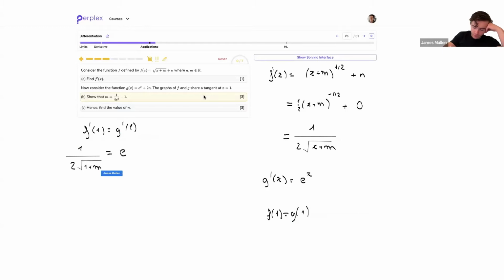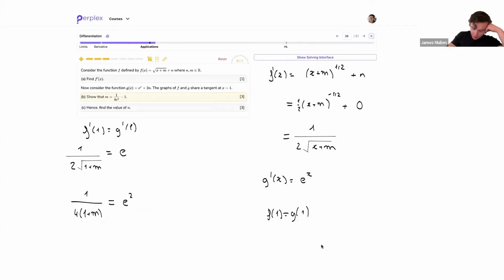All right. So what I'm going to do is now square both sides. I'm just going to make a bit of space on the screen share so you can see a bit better. Let's fix this. So I'm going to square both sides. I'm going to have 1 over 4 times 1 plus m is equal to e squared.